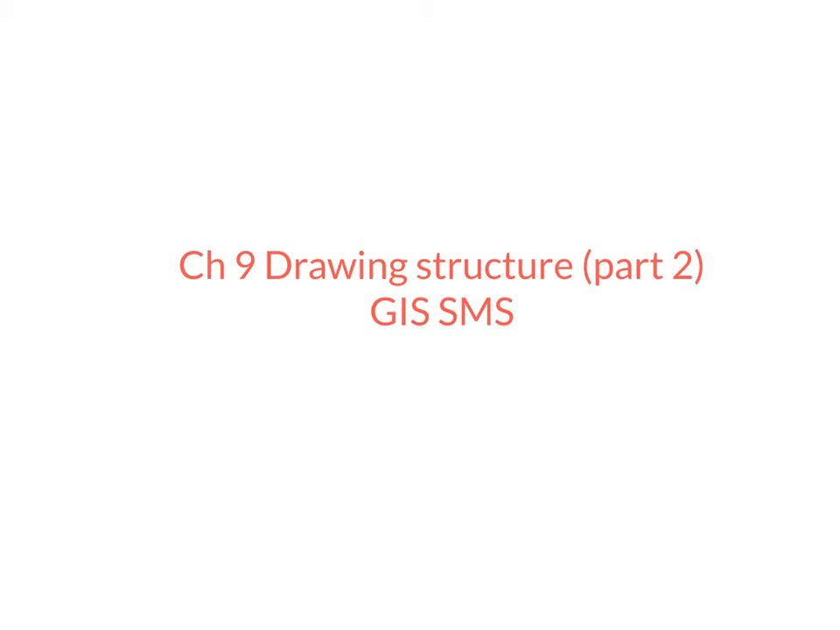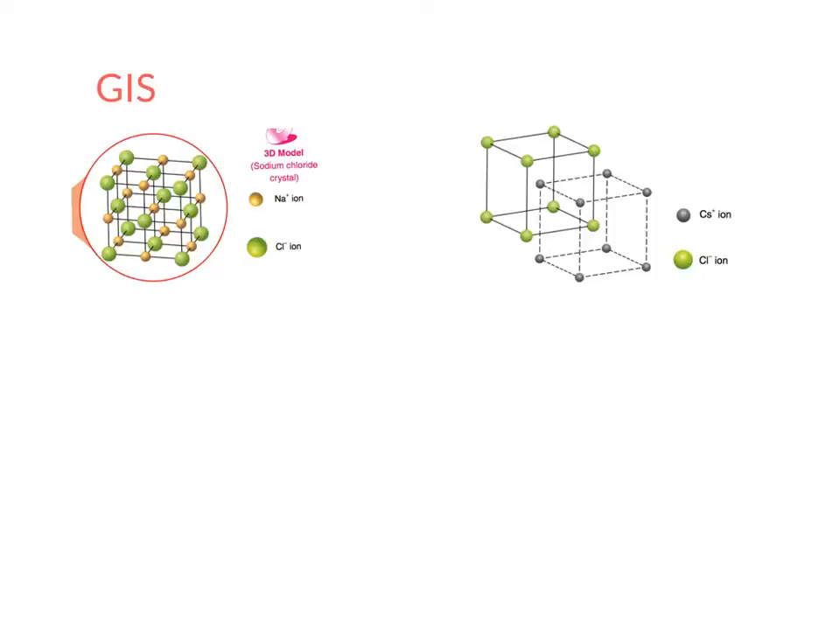Okay, now come to part 2. So for part 2, we're going to talk about GIS and SMS. In total there will be 4 examples. So for GIS, we've got 2 examples. The first one is sodium chloride, which is NaCl, while the other one is cesium chloride.